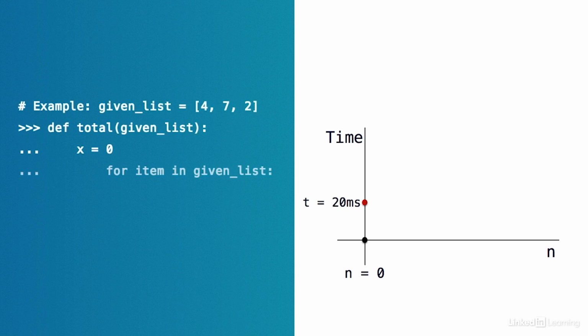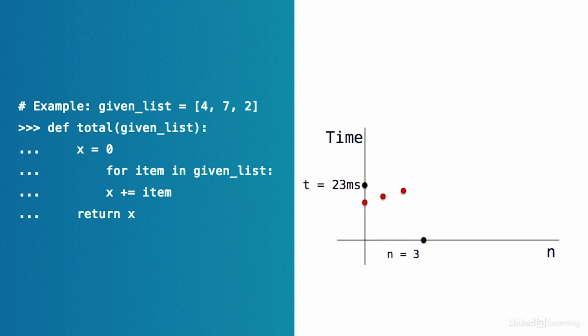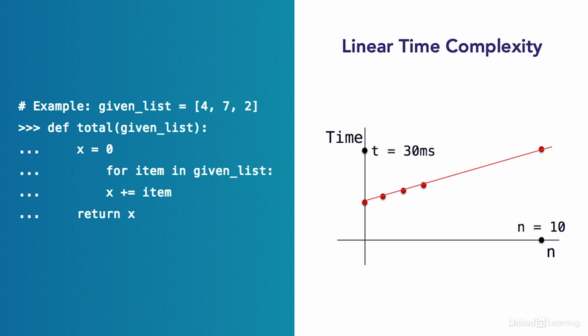And let's say every additional for loop turns out to take 1 millisecond. So when n is equal to 1, or when there is one single item in the list, this function takes 21 milliseconds. When n is 2, t becomes 22 milliseconds, and so on. And when there are 10 items in the given list, this function takes 30 milliseconds. So the time it takes to run this function grows linearly, or like a straight line. And so this function is said to have linear time complexity.